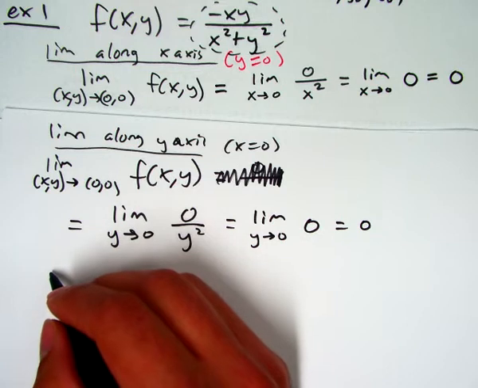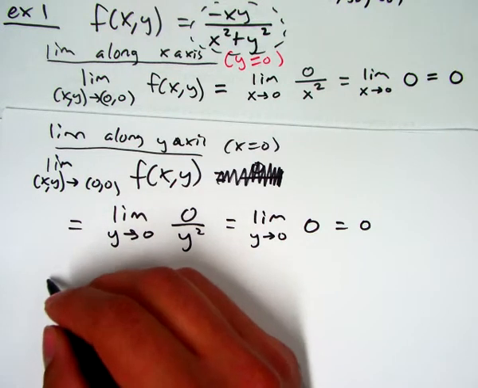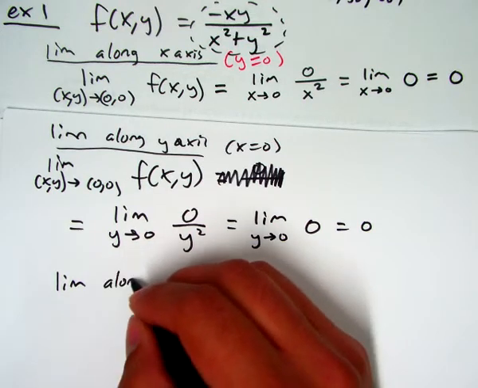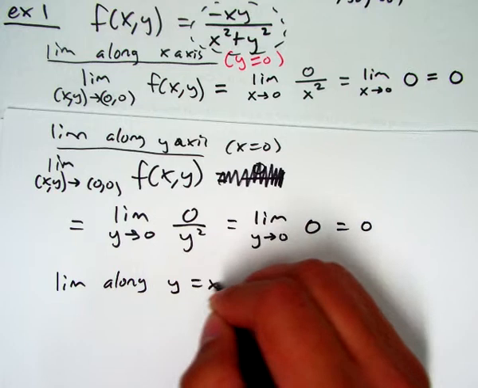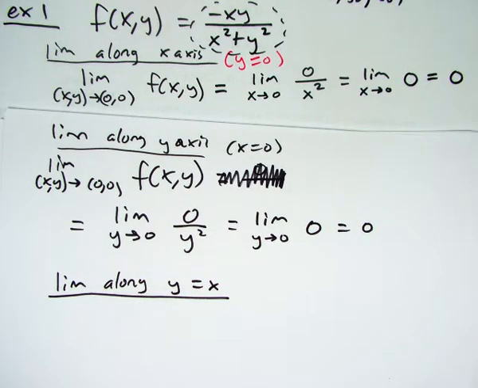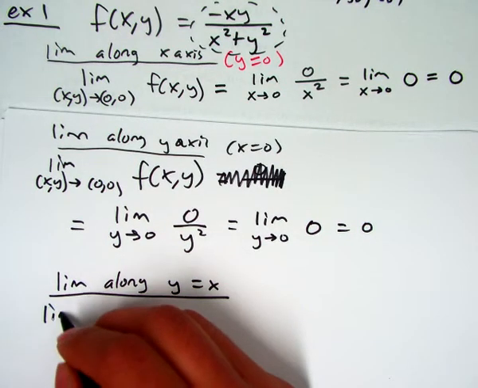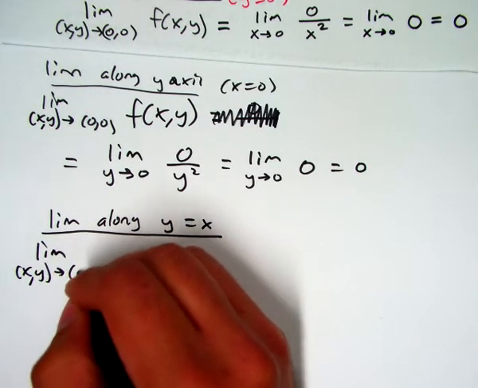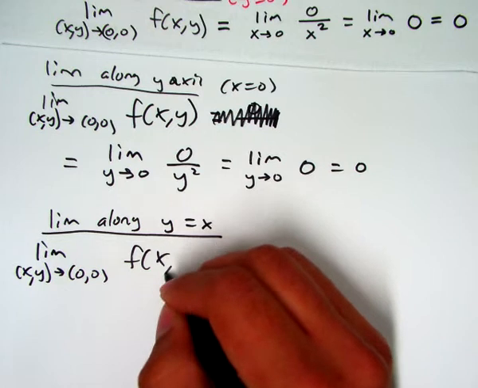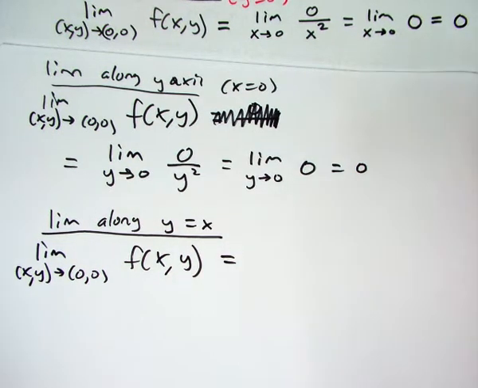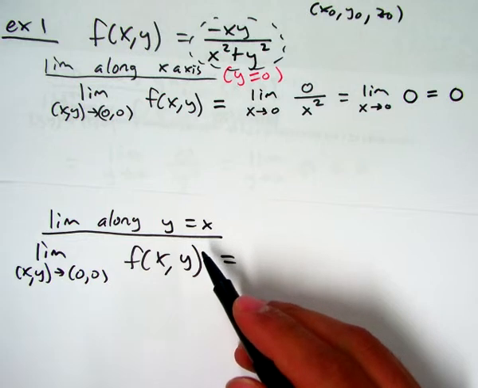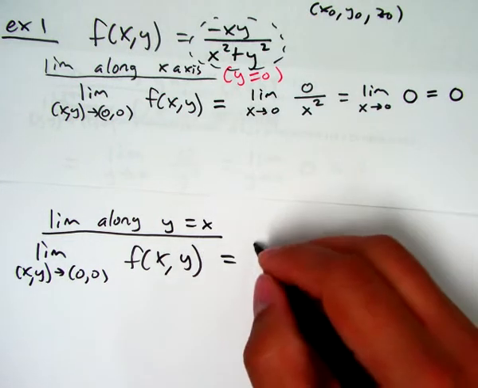Let's do one more, just for good measure. What about if I approach it not along an axis, but along a curve, or along a different equation, like y equals x? So if we start with the limit as x and y approach 0, 0 of f of x, y. Again, here's our original function. If y is equal to x, just pick one to stick with.